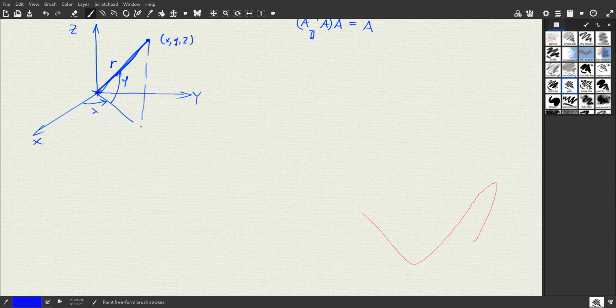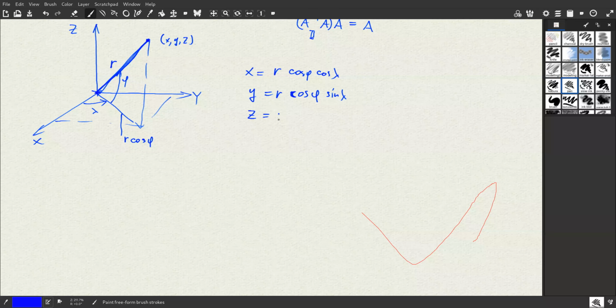So then again, the projection onto the xy plane would be of length r cosine phi. Then projecting on x and y we would have r cosine phi cosine lambda, r cosine phi sine lambda, and therefore, as before, we have x equal to r cosine phi cosine lambda, y equals r cosine phi sine lambda, z equals r sine phi. That's what we already had.